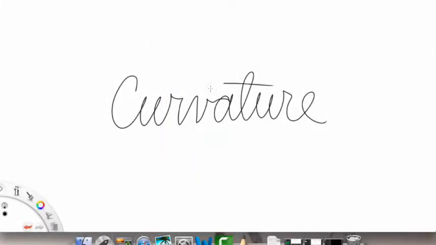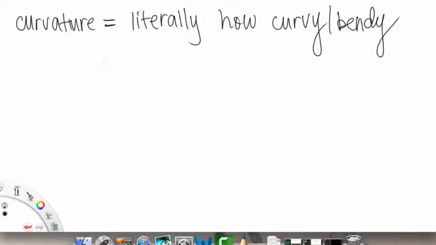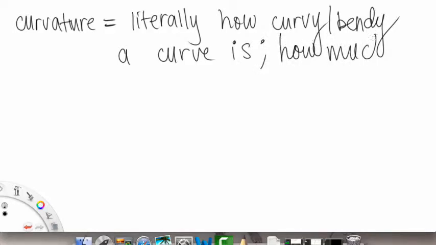And welcome to the video on curvature. So what is curvature? Just telling from the word, this is kind of self-explanatory as far as the overall definition. It is basically and literally how curvy or bendy, like a bendy straw, how curvy or bendy something is. I guess a curve, you could say. A curve is... okay? So how much it bends. How much does it bend at a certain point? Okay? How much it bends.